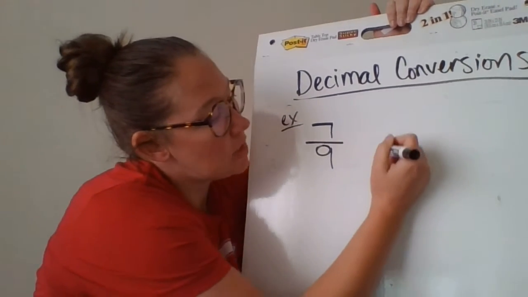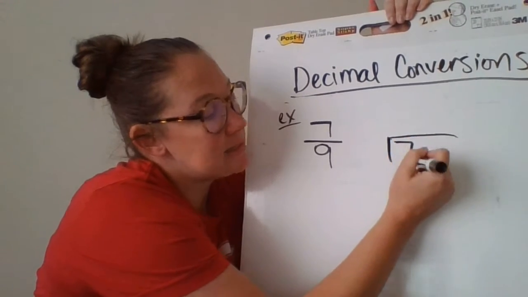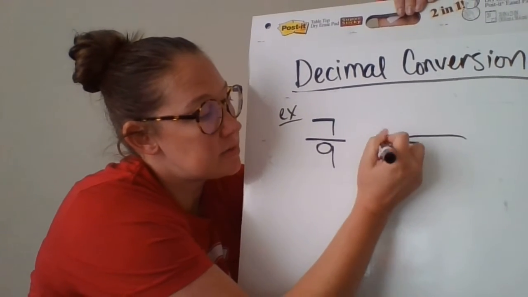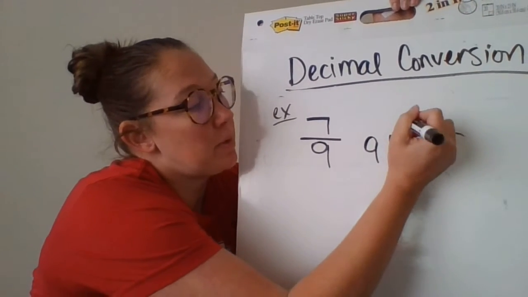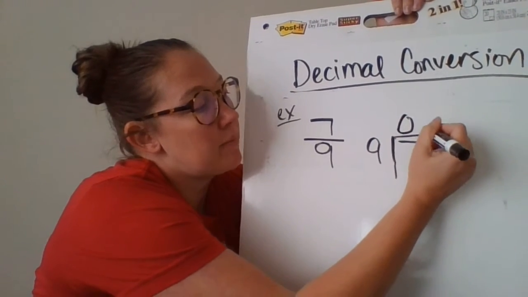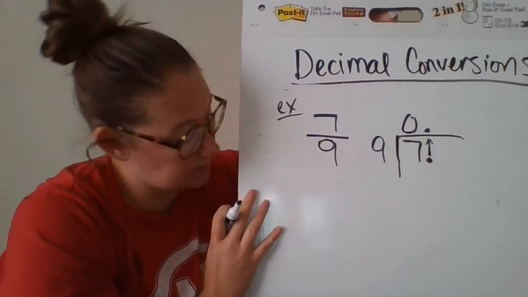7/9. So I'm going to come over here. My 7, remember, is going to go inside because top number always goes in. My 9 is going to come out here. 9 can't fit into 7, so I put my 0, make my decimal point, throw it up there, and then I come over here and I list my 9s.